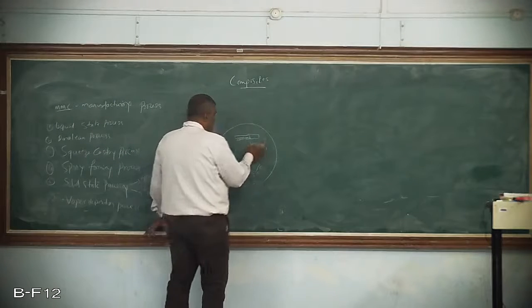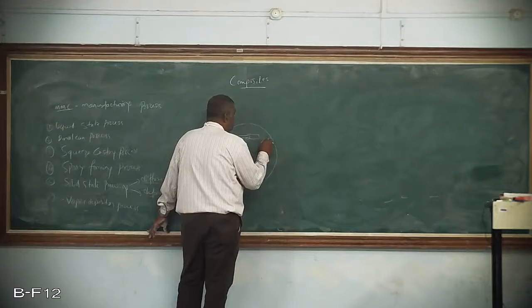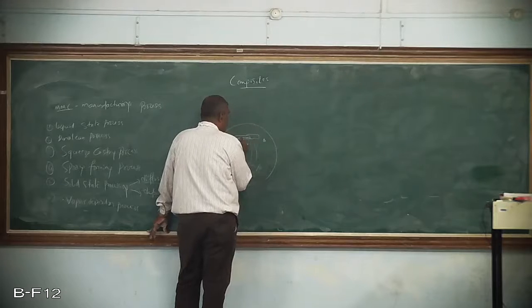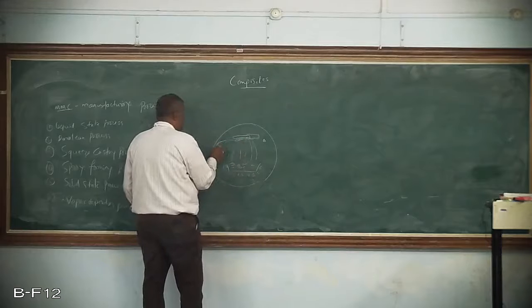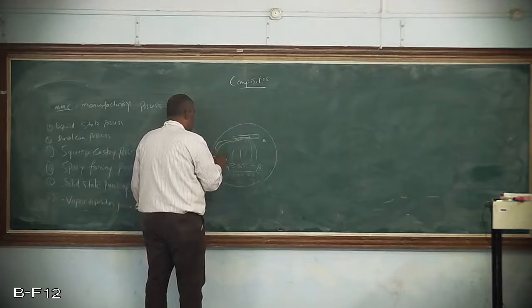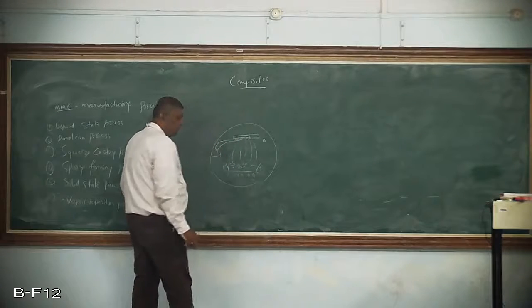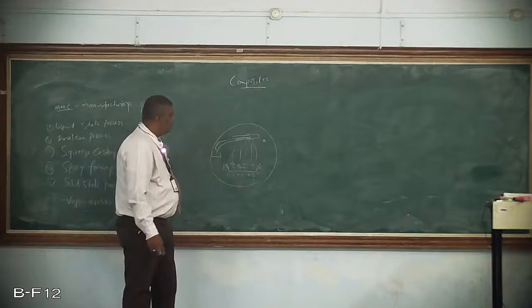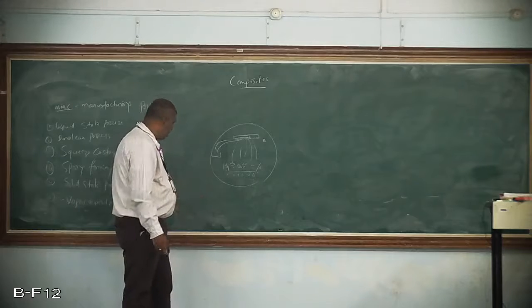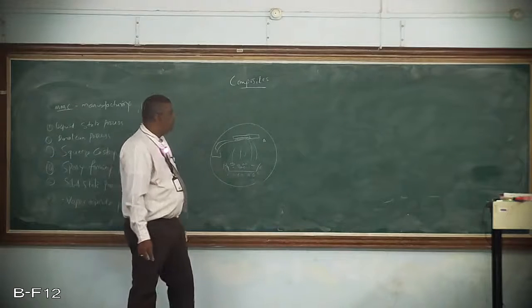Once it gets deposited, there is a knife or a cutter that is passed through it, and whatever material is deposited gets separated out. It falls here and there is a container here. So this process is called the vapor deposition technique.